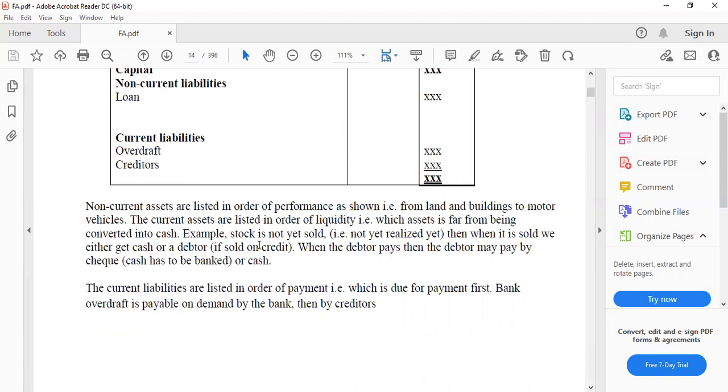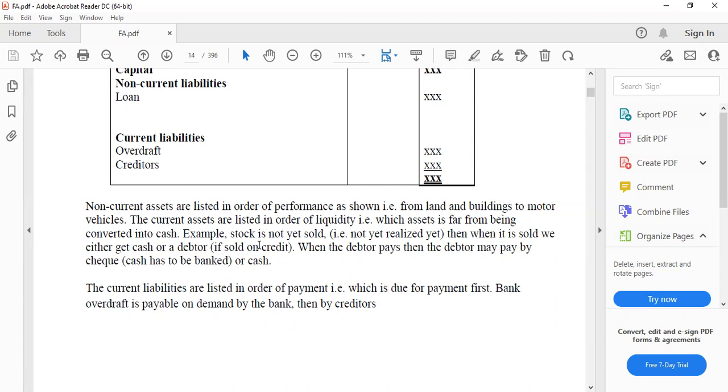But basically, in bookkeeping skills, there is no mark awarded, in case you are doing an exam, for writing these assets in any particular order. But for a professional way, there is a significance in drafting your assets in such a way that they are in order of liquidity. For example, stock is not yet sold, not yet realized. Then when it is sold, we get cash or debtors. Debtors are sales on credit.